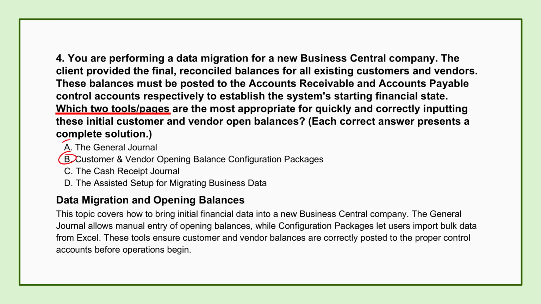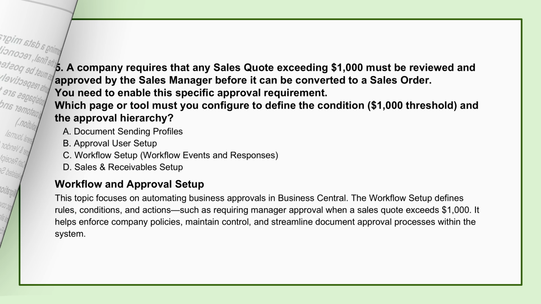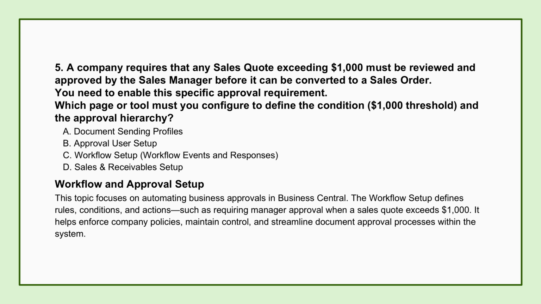And critically, it ensures that when your general ledger shows 500K in AR, the underlying customer ledger actually has the detailed records that add up to that $500K. It bridges the gap between the summary control account and the necessary detail. Gotcha, so it's a two-pronged attack. General journal for the fast posting of the main control totals, and configuration packages for the efficient bulk loading of all the supporting customer and vendor details. A solid approach.